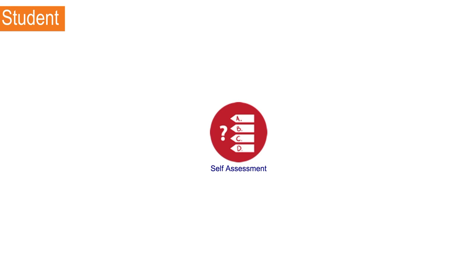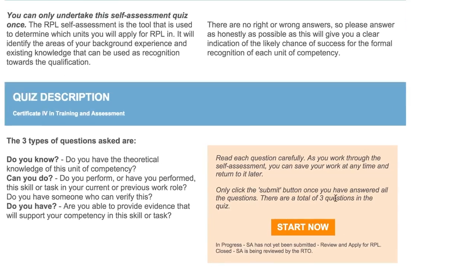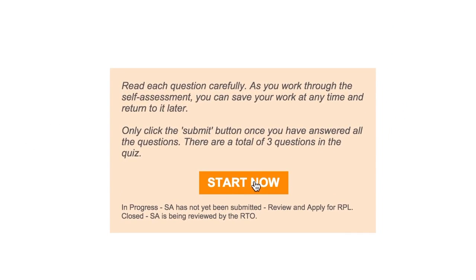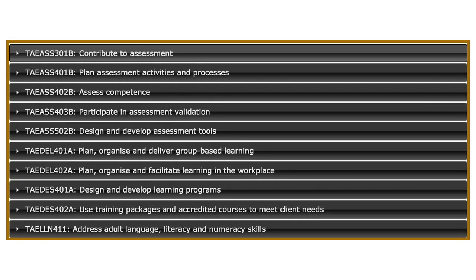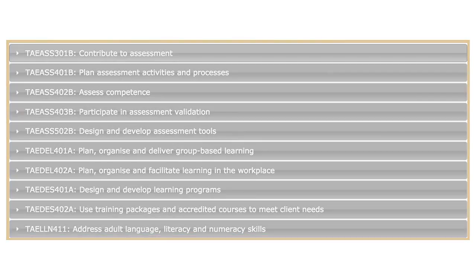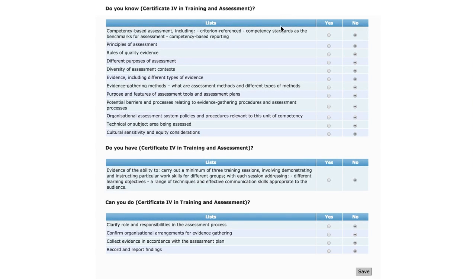Once logged in and I've clicked the Training and RPL tab, the self-assessment icon displays. To start, I click the icon. After reviewing these, I click Start Now. Each unit in my course is listed, and within each of these are 3 checklists. Do you know, do you have, and can you do?